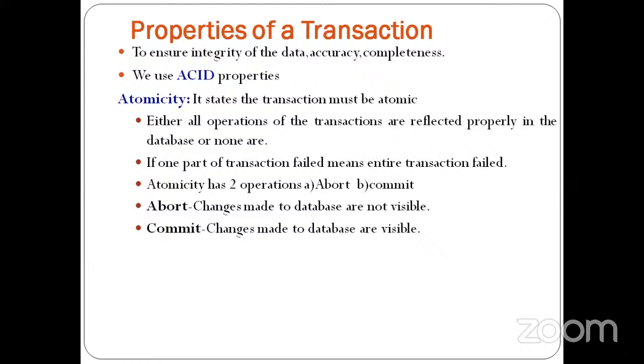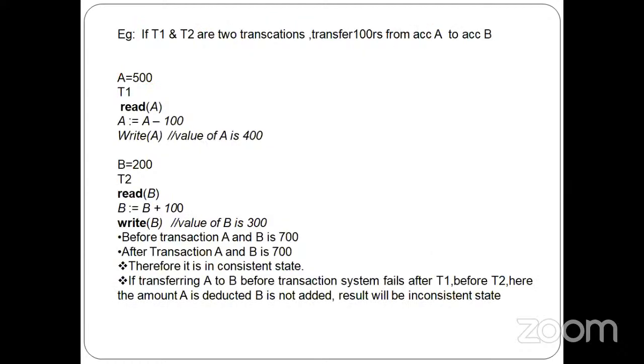Abort is nothing but the changes made to the database are not visible. The meaning of abort is the changes made to the database are not visible. Next, coming to commit. Commit is nothing but the changes made to the database are visible. That is the main difference between abort and commit. So here also we have seen one example for atomicity.